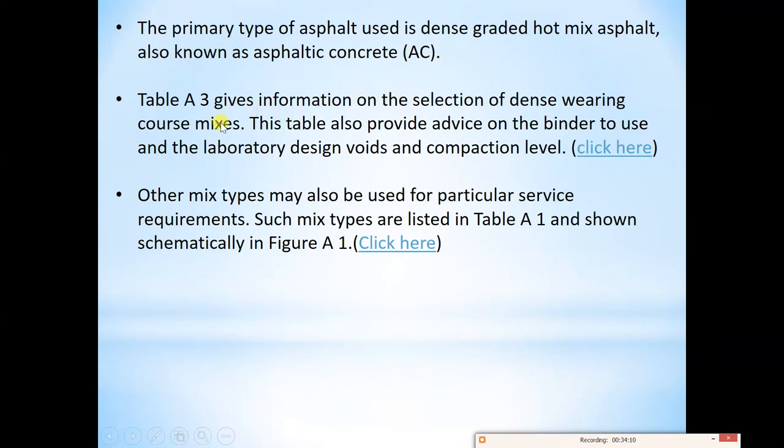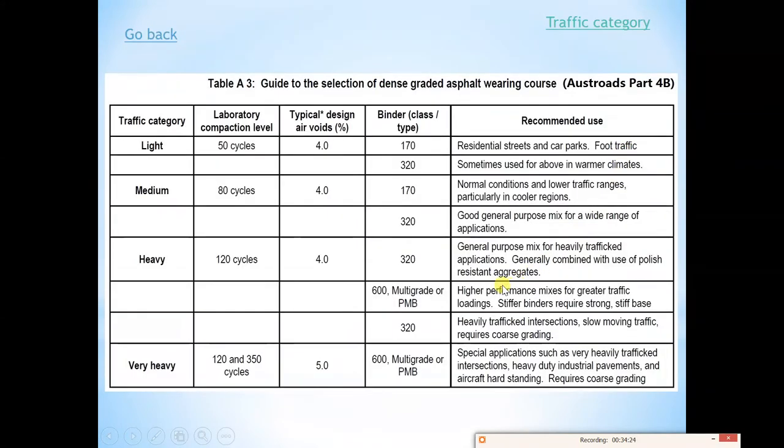Okay, Table 4A3 gives information on the selection of dense graded asphalt mix. This table also provides advice on the binder to use and the laboratory design voids and compaction level. This dense graded is the most commonly used asphalt. It caters for all the different traffic categories: light, medium, heavy, and very heavy. The laboratory compaction cycle corresponds to this: 50 for light, 80 for medium, 120 for heavy, and 120 and 350 for very heavy. This is the air void of the AC or the DGA.